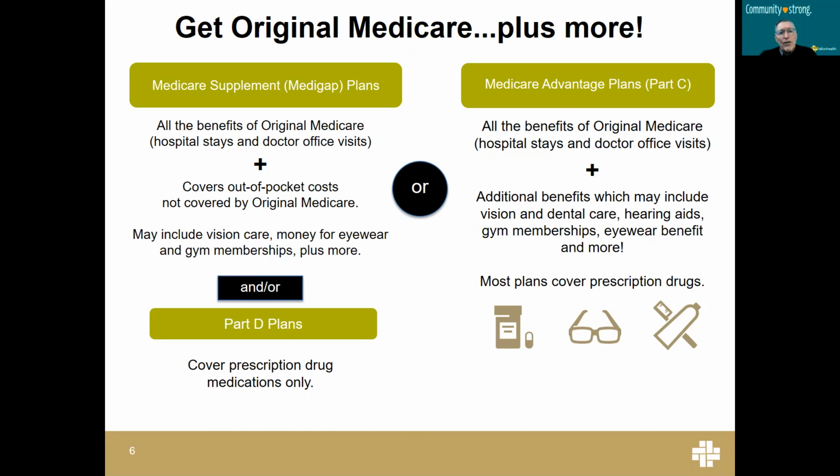Now, on the right-hand side of this page, we see the Medicare Advantage plans. All of the benefits with Original Medicare are covered, and you'll receive additional benefits, which may include vision care, dental services, hearing aids, gym memberships, eyewear benefits, and more, and most do include prescription drug coverage.